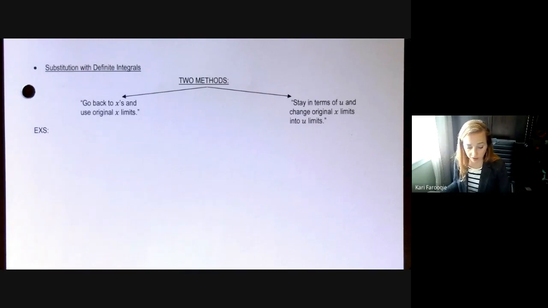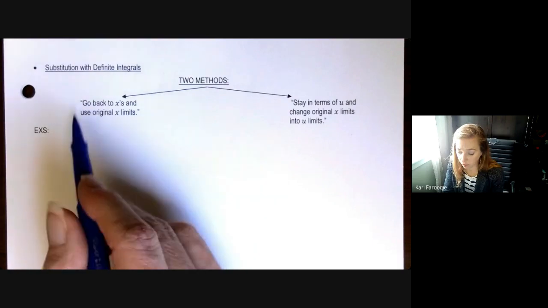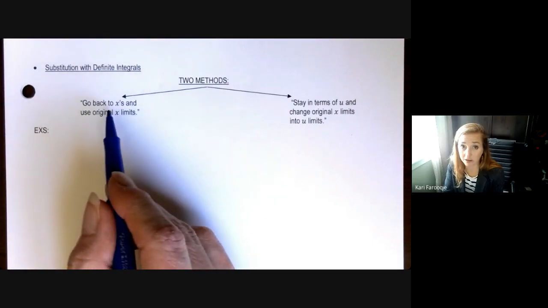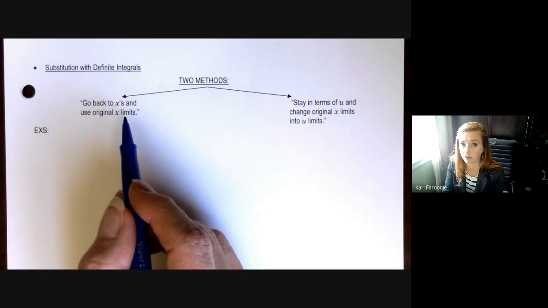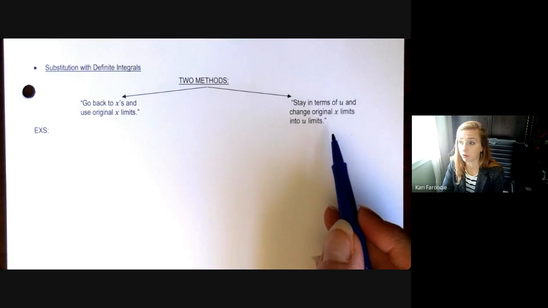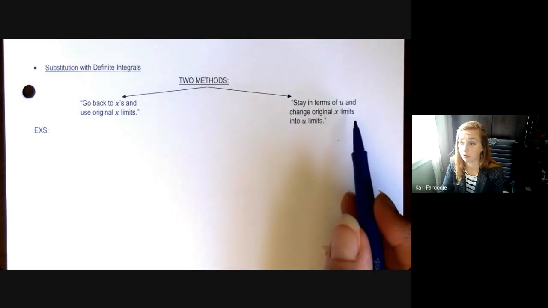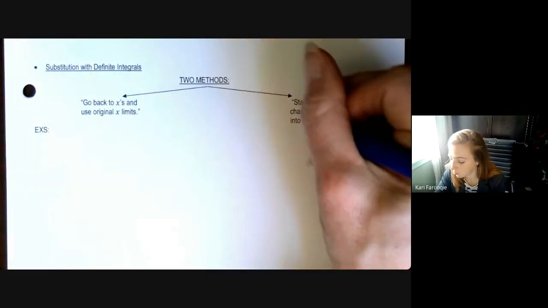Okay, so the first one would be you integrate with respect to u, you go back and back substitute for x, and then you use your original x limits when you're applying the FTC. The other method: keep your integral in terms of u and rewrite your limits to also be in terms of u. Now, the second method is my preferred one. This one's my favorite.